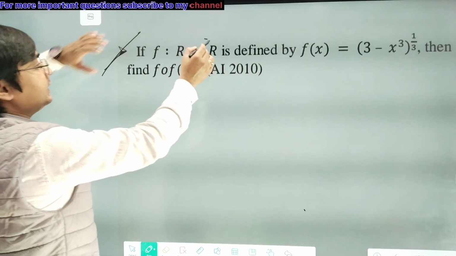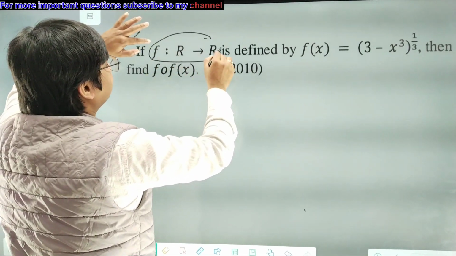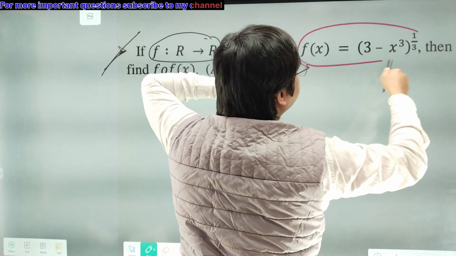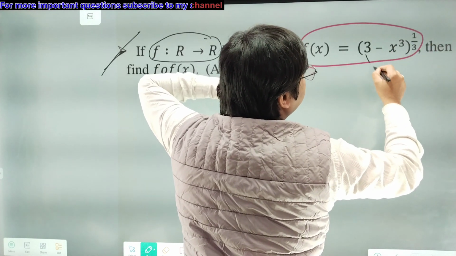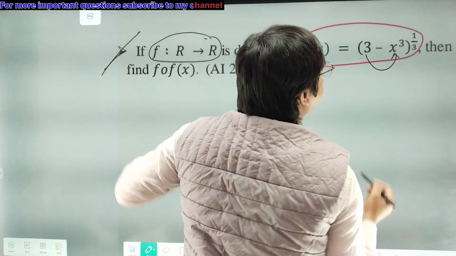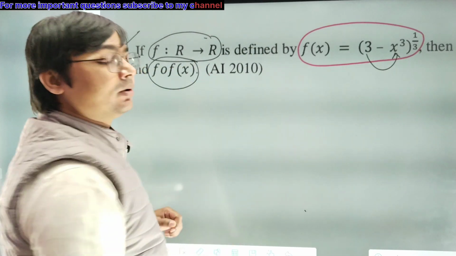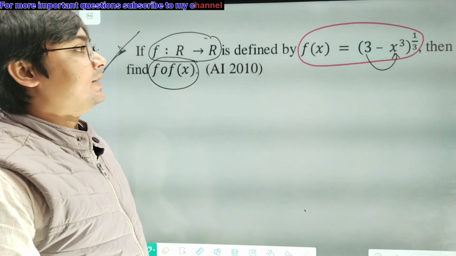So this is an important question. They consider f as a function from R to R, and they define it this way: f of x is equal to (3 minus x cube) whole to the power 1 by 3. Then we need the value of f composite f. Yes, we need this value.